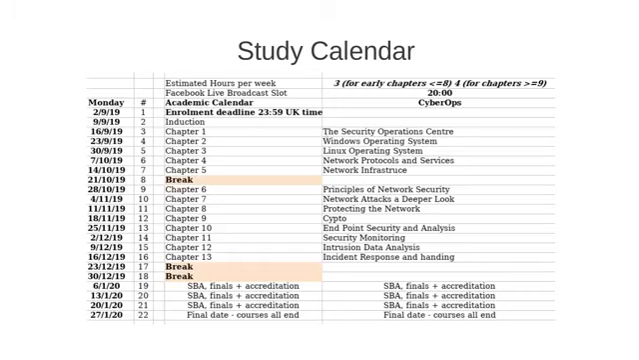Okay, if we have a little look at these chapters, there's some really good stuff in here. The Security Operations Center, looking at the Windows operating system, the Linux operating system, network protocols and services, network infrastructure, which is spelt wrong, and it wasn't me this time, it was Andrew. Principles of network security, network attacks, a deeper look, protecting the network, crypto. I think Andrew's probably shortened that very slightly. Endpoint security analysis, security monitoring, intrusion data analysis, and incident response handling.